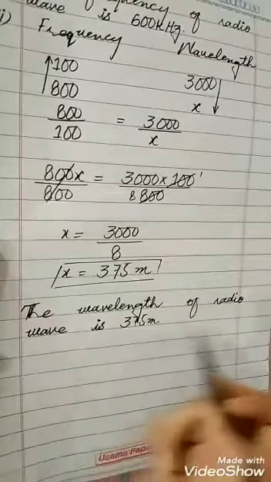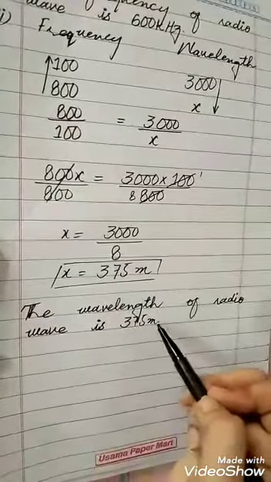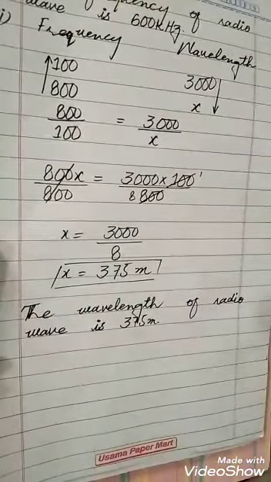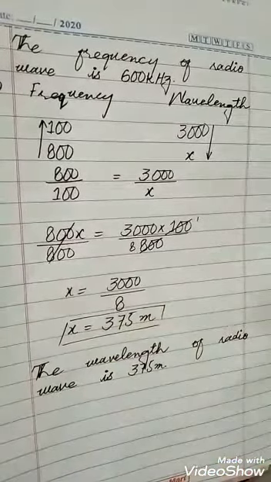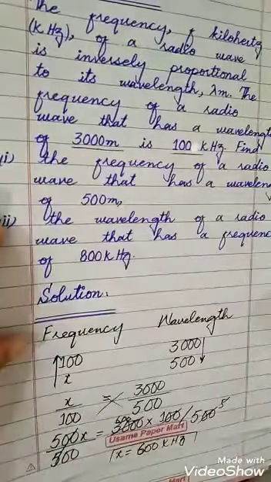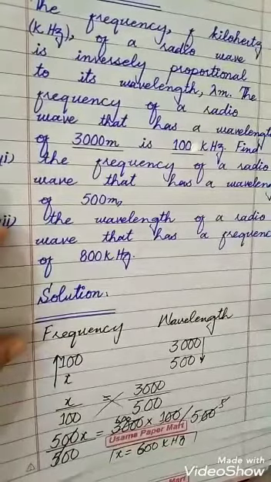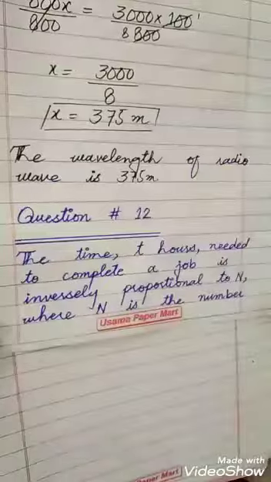So students, the wavelength of radio wave is 375 meter. This was the question number 11. So we have solved all questions in part 1, part 2. Practice it frequently and solve on your register, students. Now move towards question number 12.